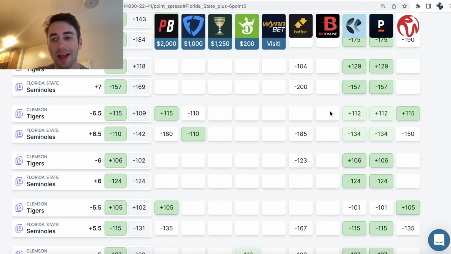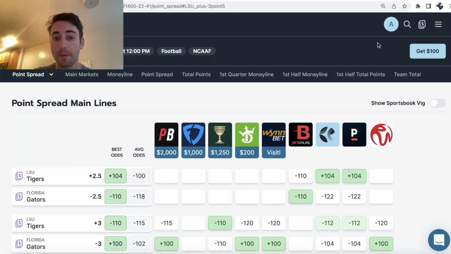Being a sports bettor, it's not about winning every bet, right? It's about having an edge and making money in the long run, finding bets that have an edge and placing as many of them as you can on a daily basis. So I absolutely destroyed Florida State plus 6.5.